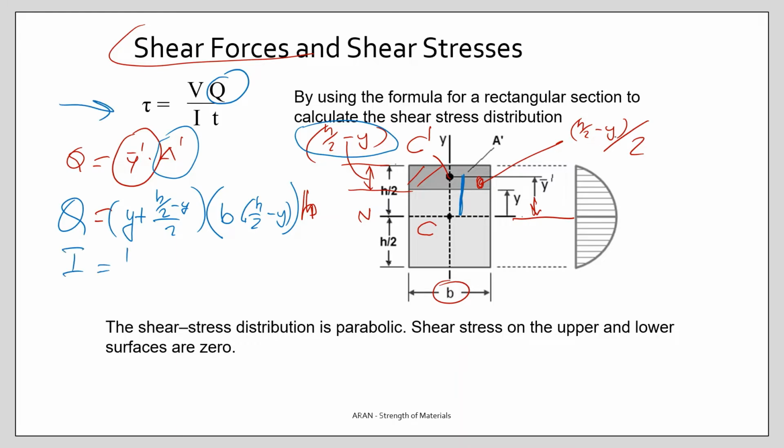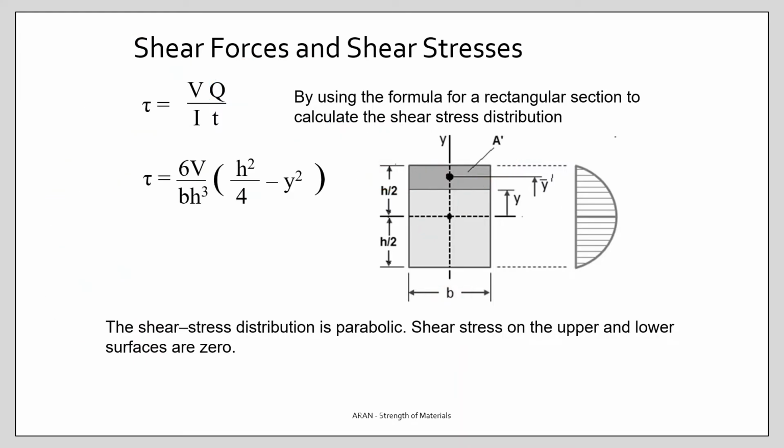I is 1 over 12 b h cubed, and t equals b. Now you have these values and you have V. Put everything into this formula, and what you find is this mathematical expression. So it is a parabolic distribution. Let's put some values. If you put instead of y h over 2 or minus h over 2, you will get 0 for both cases. These are these two points.